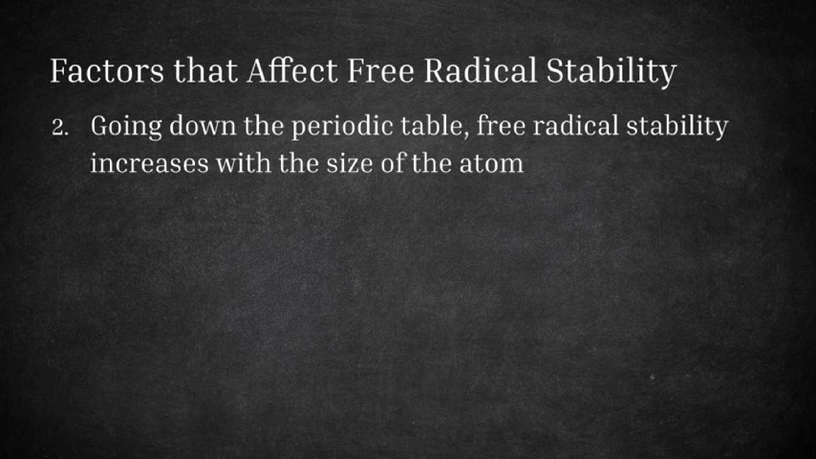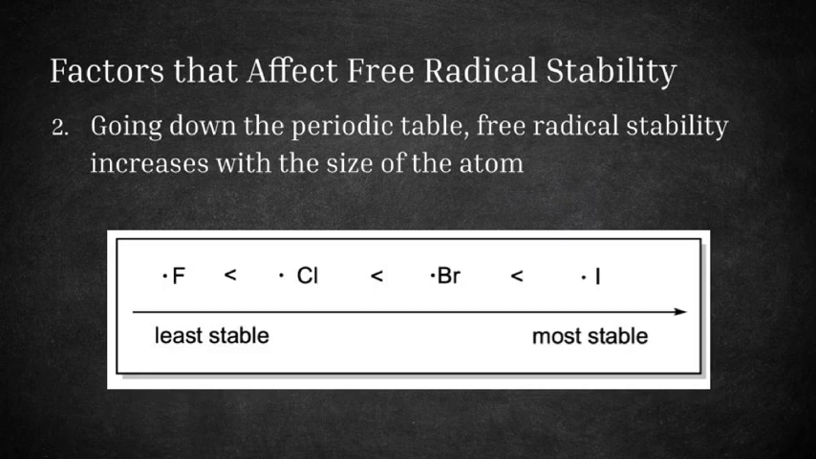Number 2. Going down the periodic table, free radical stability increases with the size of the atom. For example, when comparing halogen radicals, the larger iodine atom stabilizes the radical better than the smaller fluorine atom. This is because iodine's larger orbital spreads out the unpaired electron over a greater volume, and since the electron is farther from the nucleus, it experiences less effective nuclear charge than it would in a smaller atom like fluorine. We observe this trend in the relative stabilities of halogen radicals, with iodine being the largest and most stable, followed by bromine, then chlorine, and finally fluorine as the least stable.